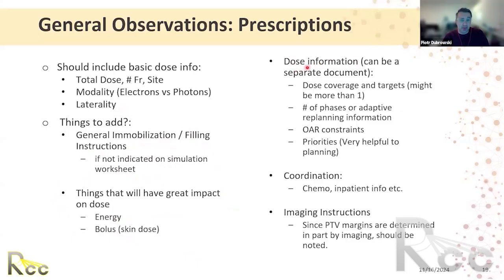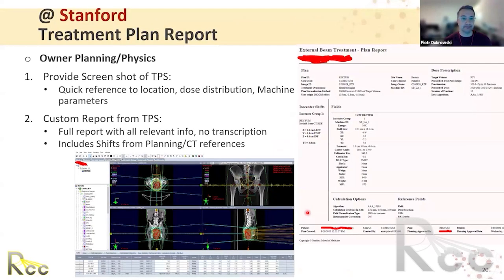Dose information you can add into the prescription, but ideally it lives in a separate document, like the planning directives I showed, where the dose and coverage might live. You definitely should mention if there are going to be multiple phases of treatment or adaptive replanning on the fly. Constraints are important, but again, they could live in a separate sheet, and priorities are really helpful. Coordinating chemo is important. And as you move from 2D to 3D to IMRT, you have to be very, very clear about how you're approaching the imaging of patients, since your PTV margins are essentially determined by how tight and accurate you can be during your imaging.